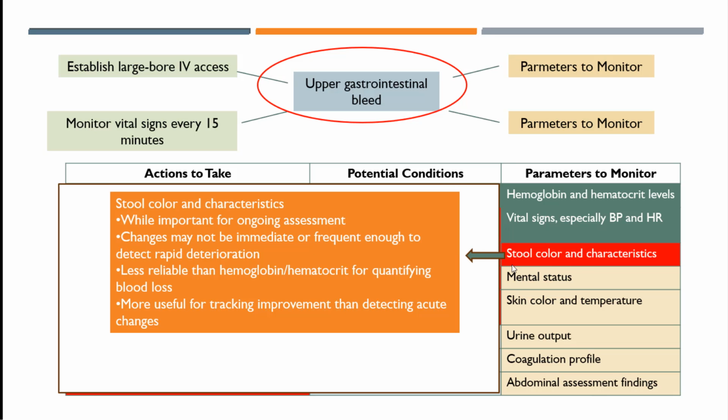Stool color and characteristics. Okay, of course we want to monitor it, but again, we need to essentially save this patient's life. This patient is hypotensive, tachycardic, dizzy, fatigued. This can happen while you're doing other things. These two are the most important. While important for ongoing assessment, changes may not be immediate or frequent enough to detect rapid deterioration. Less reliable than the H&H, or hemoglobin and hematocrit, for quantifying blood loss. More useful for tracking improvement than detecting acute changes.